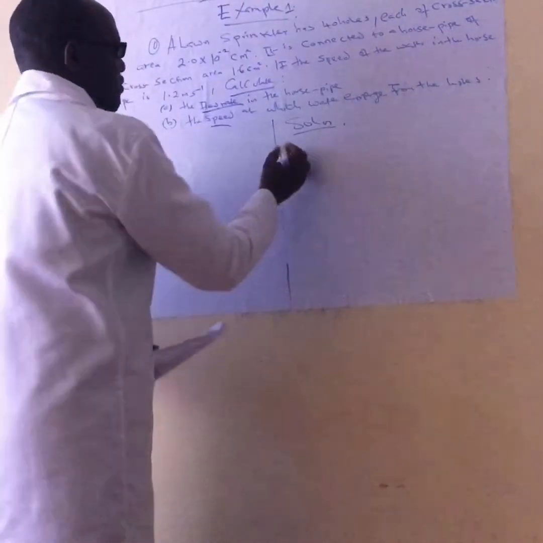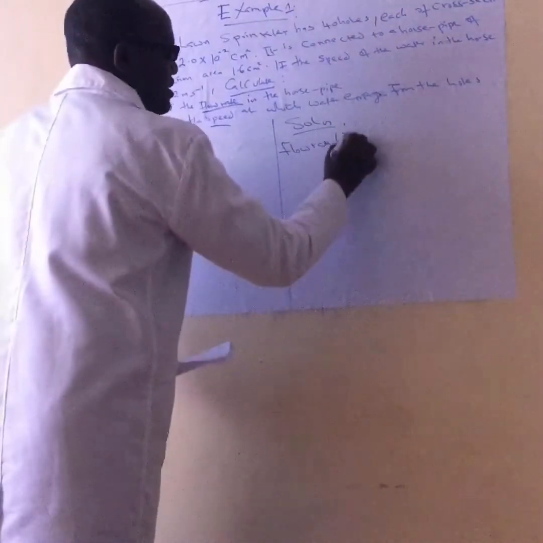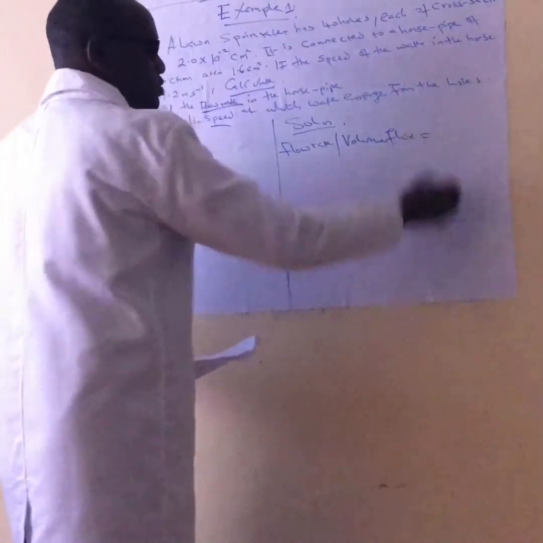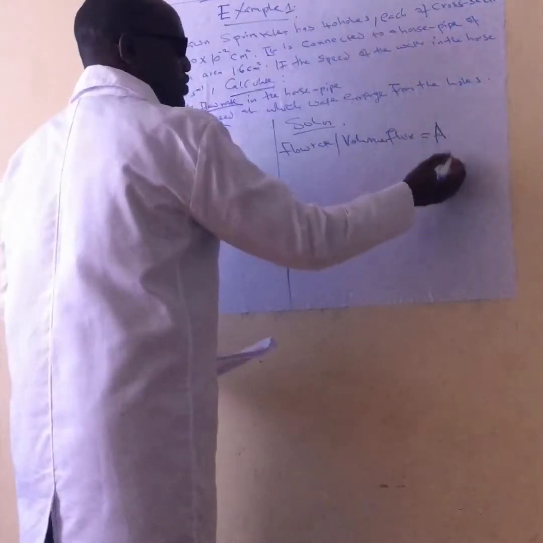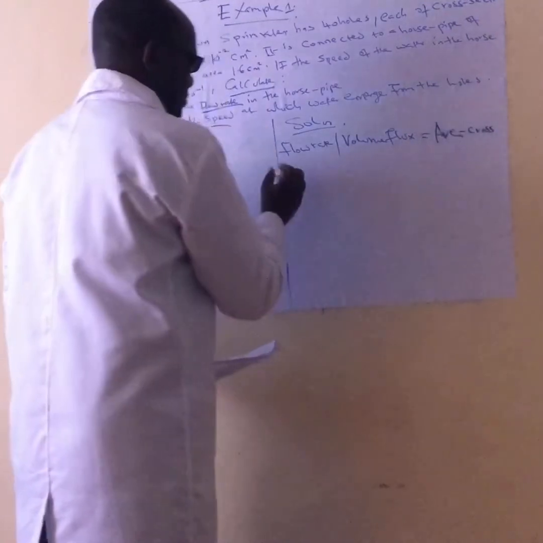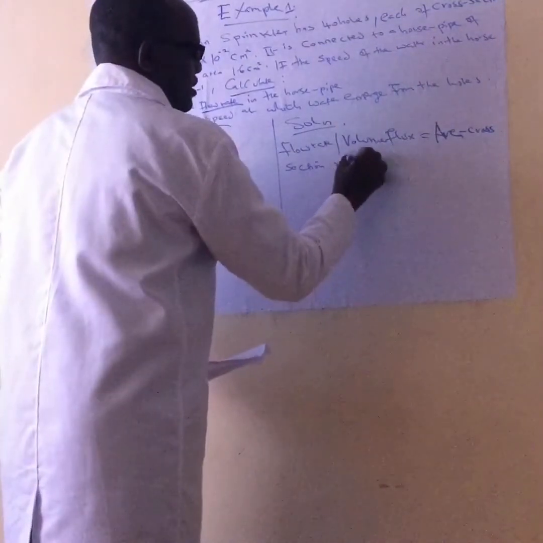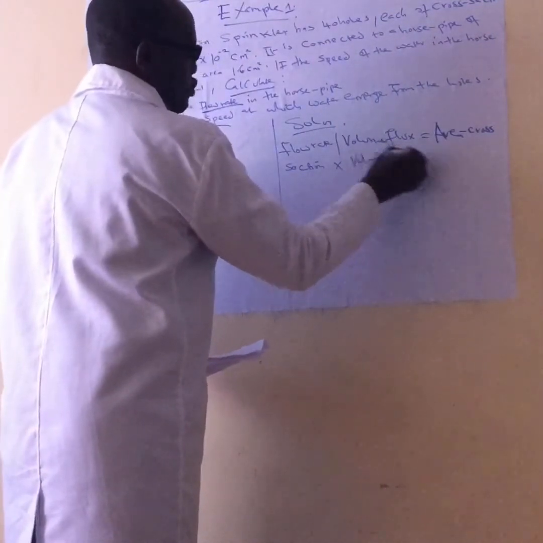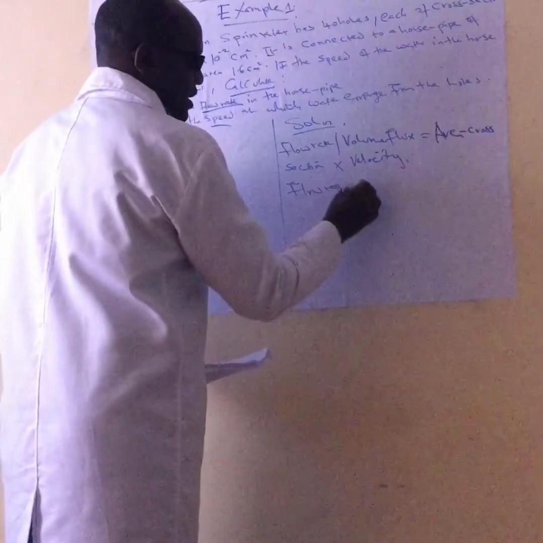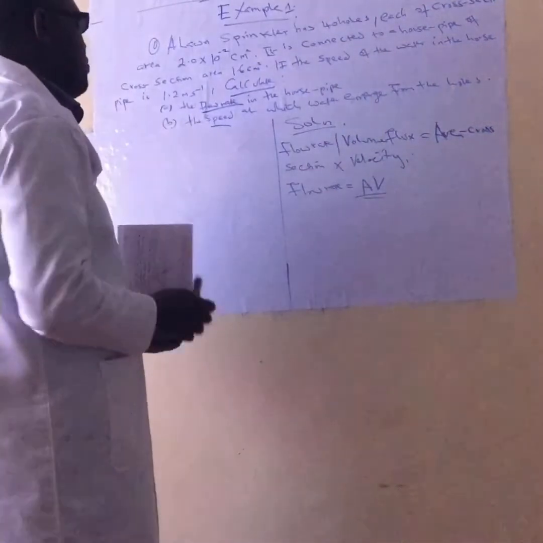Earlier on, we were saying flow rate is also known as the volume flux. And the equation was equal to the area of the cross-section multiplied by velocity. So in short, flow rate is given by the area multiplied by the velocity. So let's go to the question.